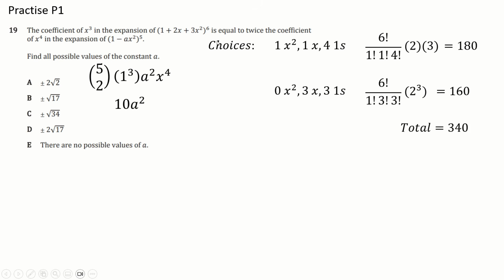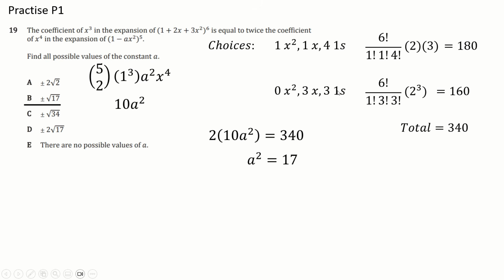The coefficient of x to the 3 here, which is from here, is twice the coefficient of x to the 4 here. So I need to do this times 2 is equal to that. Divide everything by 20, you get this, root it, and you get plus minus root 17 as our answer. That was question 19. So that was supposedly a hard question. With this trick and a bit of organization and a bit of practice, it's really not that hard.